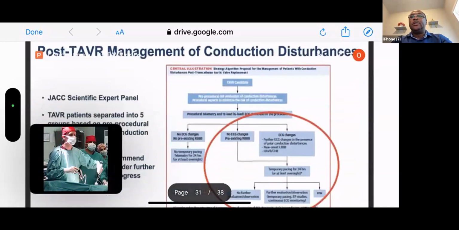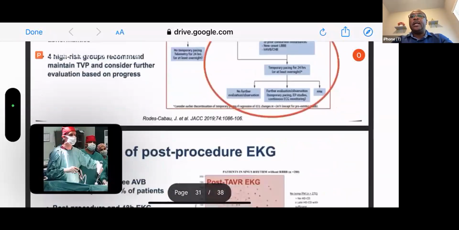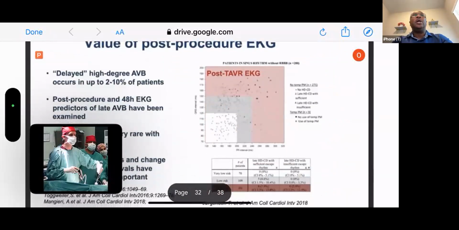We already went through this slide, so I'm not going to go through it again. In terms of the value of post-procedure ECG, we know that delayed high degree AV block may occur in about 2 to 10% of patients. Some patients may not have high degree AV block initially, but may develop it late. The delay threshold there is 48 hours, so any high degree AV block that develops after 48 hours is considered delayed.